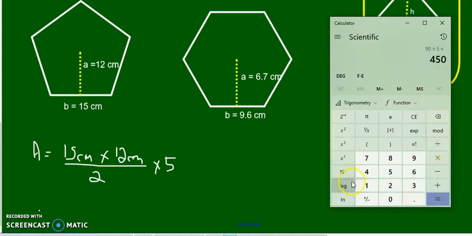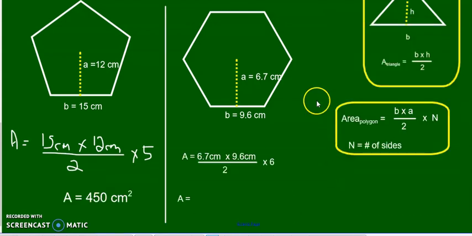Times 5 is 450 centimeters squared. In this next example, it's base times apothem divided by 2 times 6, because it's a hexagon, so there are 6 sides. It's going to be 6.7 times 9.6, or base times apothem divided by 2, or apothem times base, it doesn't matter because it's multiplication. Base times height divided by 2 is the area of one triangle, and then we multiply by 6, because there are 6 congruent triangles like we saw before.